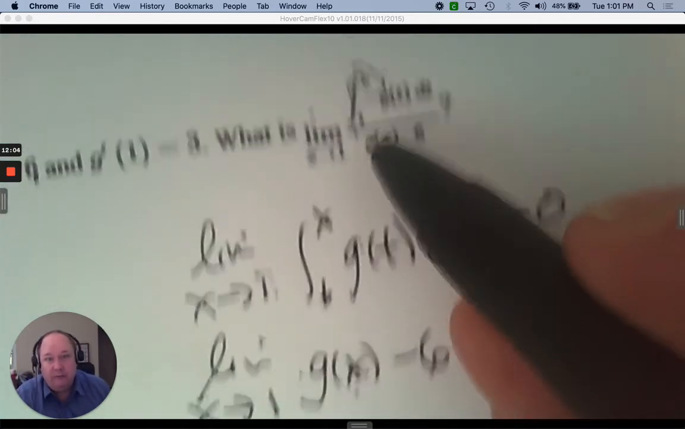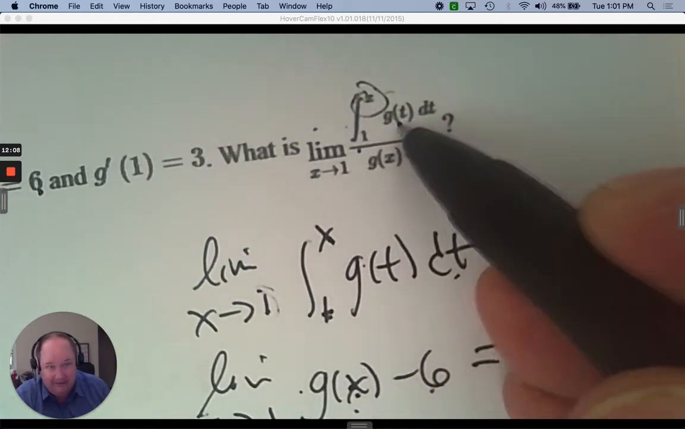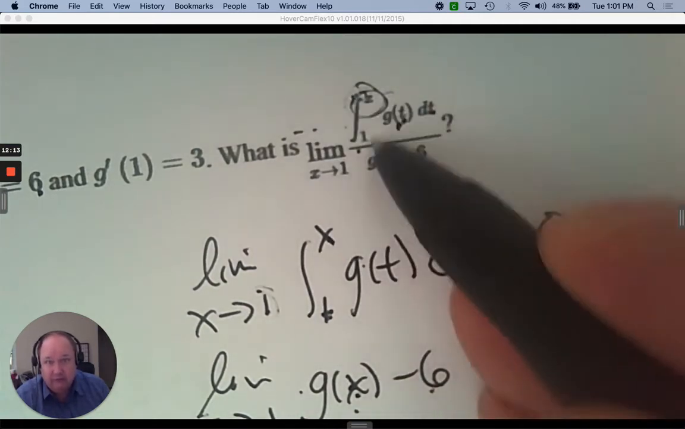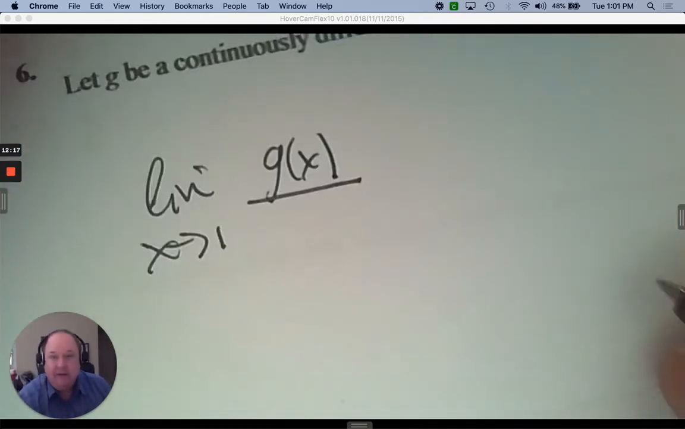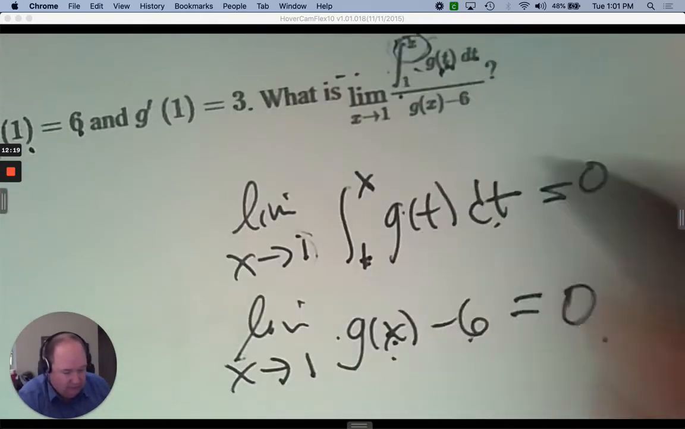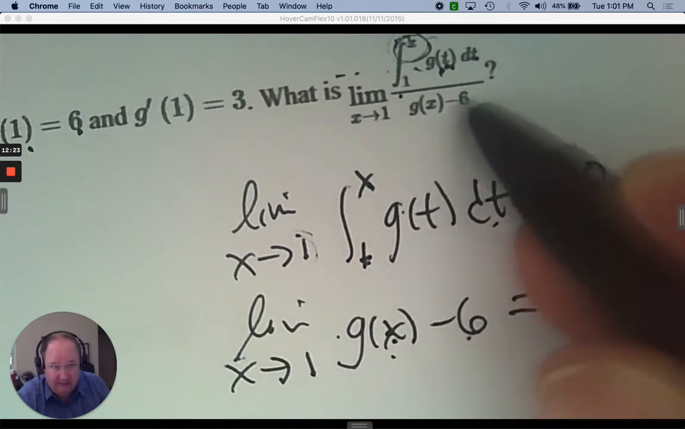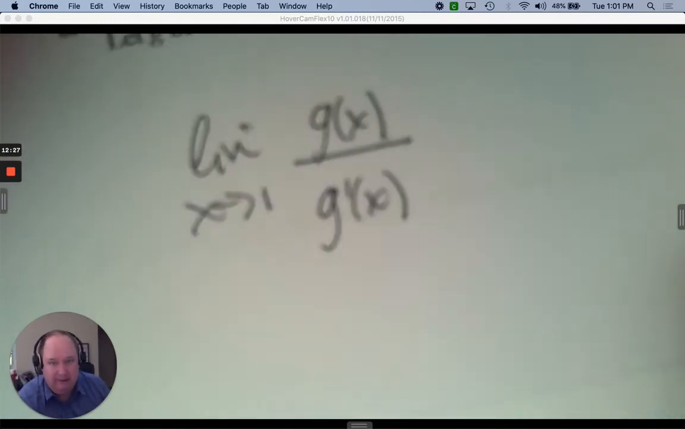So it's just a substitution question where you plug x in for t, and that's it. So the derivative of this is just g at x because there's a constant there. So that's all it is. It's just g at x. And then the derivative of the denominator is g prime at x, and negative 6 is 0. So if you took the derivative, this is what we got.